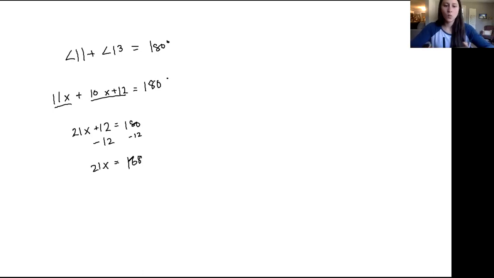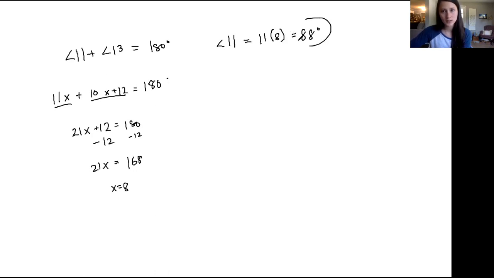168. 168 divided by 21 is 8. So x equals 8. We're not done here because we need to find each angle measurement. So angle 11 was 11x, which means 11 times 8. So angle 11 is 88 degrees.